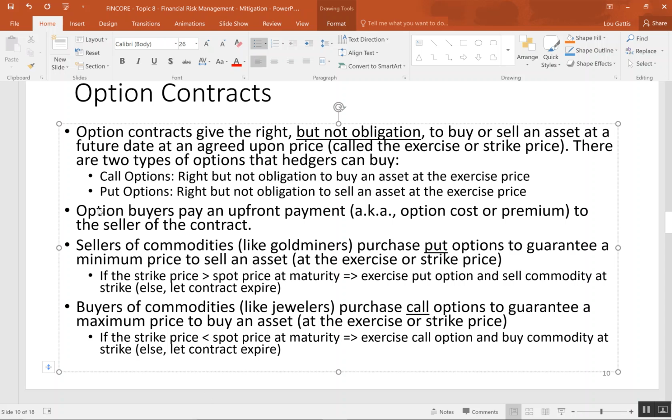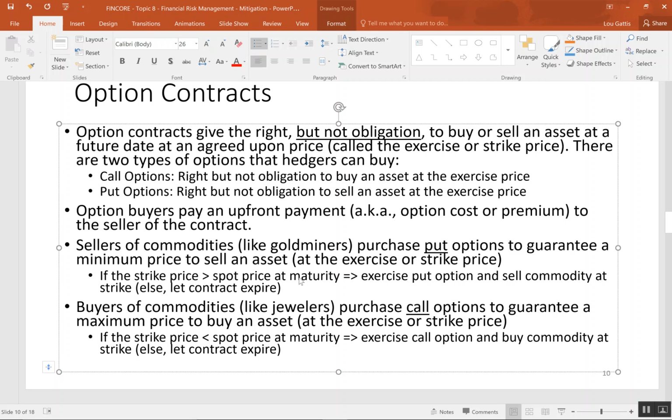Now, what's nice about these contracts is once you put them on and pay the option price or premium, you then choose whether or not you want to exercise the option and sell the gold at the strike price. So only if that strike price, the price you've negotiated, is greater than the price of gold when you go to sell it at the maturity of the contract, only if that strike price is a better price would Todd Hoffman exercise his put option to sell the gold at the strike price.